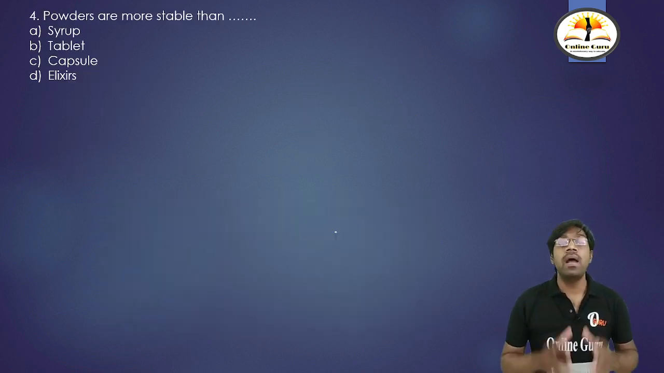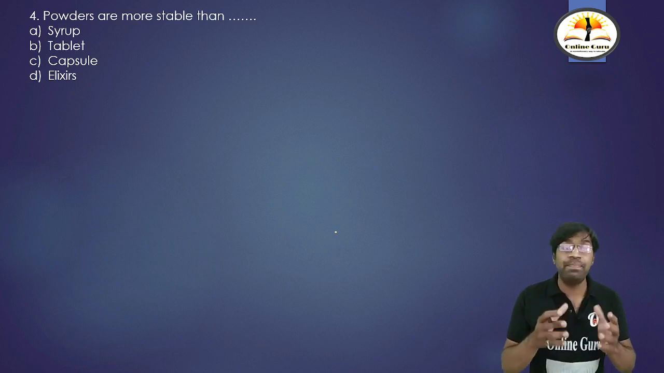Then the fourth question: powders are more stable than A. Syrup, B. Tablet, C. Capsule and D. Elixir.